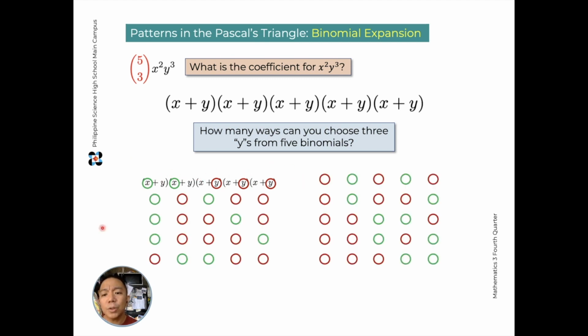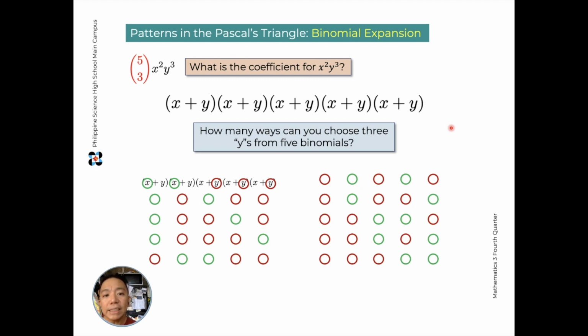But aside from this, you could also get x, y, y from these binomials. And this is exactly the number of ways, so nilista ko na lahat ng ways para kumuha ng tatlong y at dalawang x from the 5 binomials. So each row corresponds to a particular binomial. And what are you doing? You're essentially asking how many ways akong kukuha ng tatlong y from 5 possible choices, from 5 possible binomials. Kaya siya 5 choosing 3.